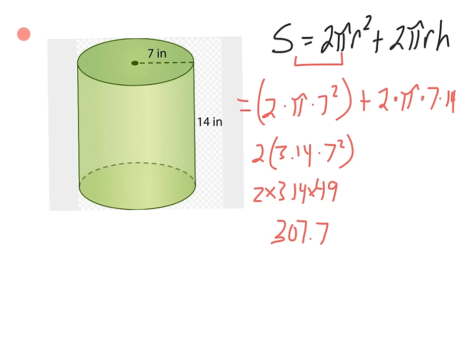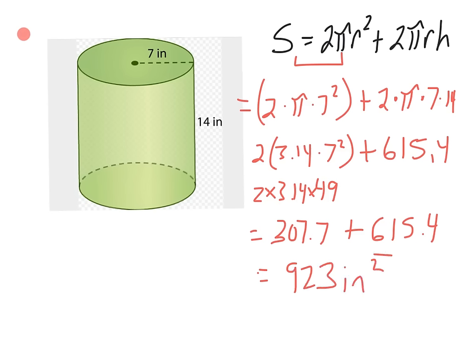Now I'm going to solve the other side of this and add it: 2 times pi times 7 times 14. Again, I'm going to use my calculator. 2 times 3.14 times 7 times 14 is 615.4. So 307.7 plus 615.4 is 923. So the total surface area of this cylinder is about 923 square inches.